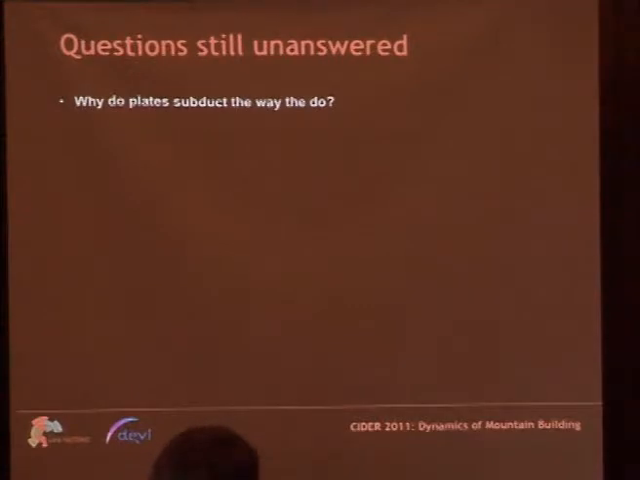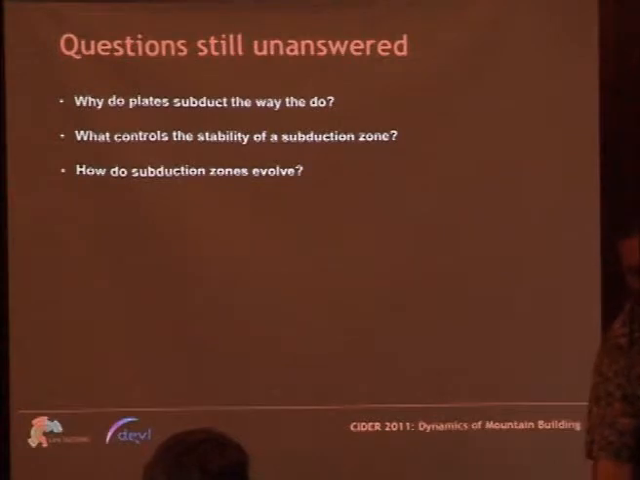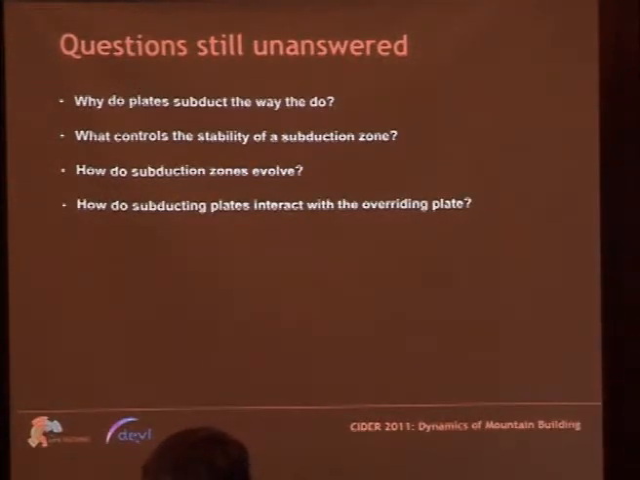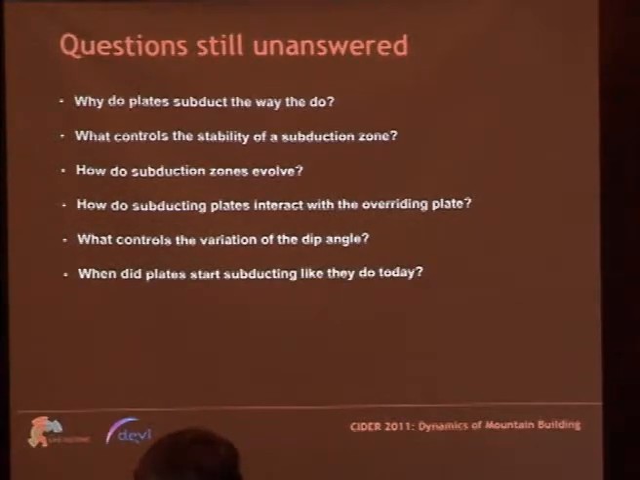Okay, so these are points that we could say are open research questions. Why do plates subduct the way they do? What controls their stability? How do they evolve over time? How do they interact with the overriding plate? Especially, this is crucial for trying to understand flat subduction, okay? Because the overriding plate is playing a huge role in that. What controls this variation in dip angle? That one is just not answered. So, I keep getting questioned about it, but I don't have the answer. It's an open question.